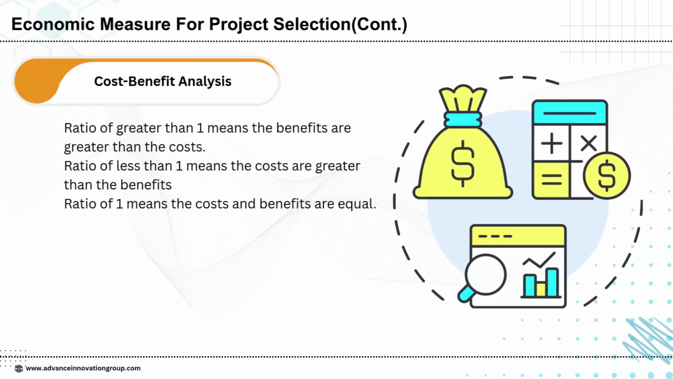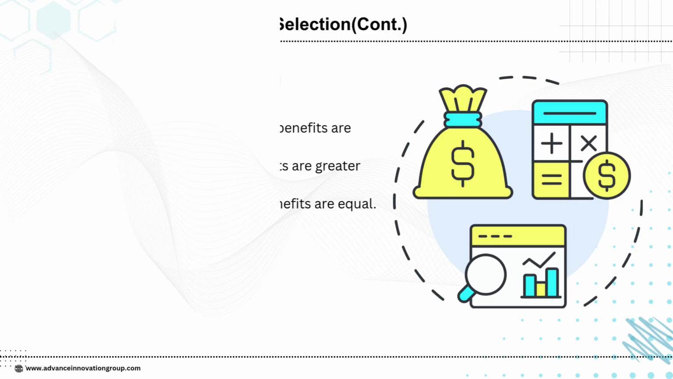Cost-benefit analysis helps organizations decide whether a project is worth pursuing by comparing its costs with the expected benefits. A ratio greater than 1 indicates that the benefits outweigh the costs, making the project financially attractive. A ratio of less than 1 shows that the costs are higher than the benefits, suggesting the project may not be viable. A ratio equal to 1 means the costs and benefits are balanced, indicating that the project would neither create a gain nor a loss in value.